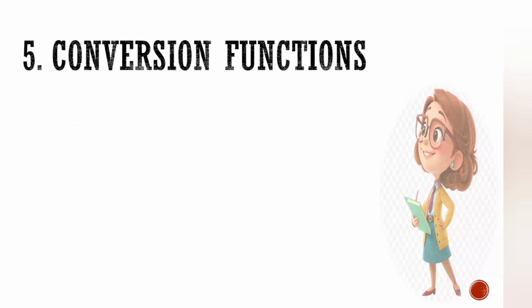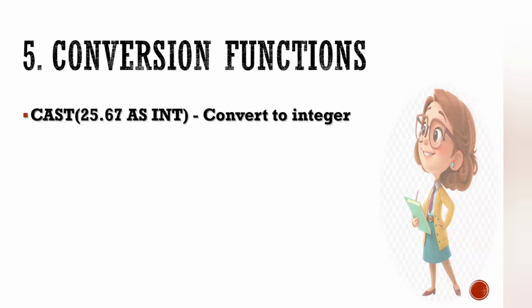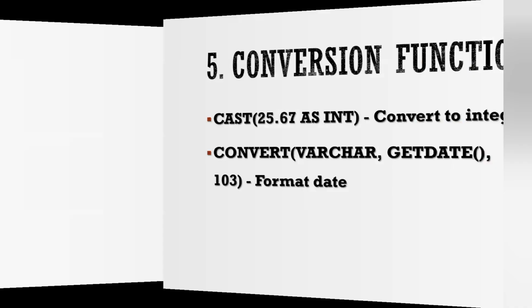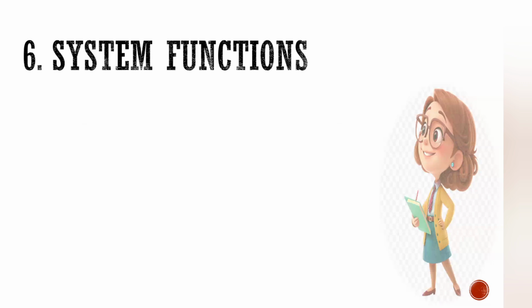Now, the conversion functions are used to change data types. The cast is used to convert one data type to another, while convert is similar but also allows formatting styles. For example, converting a float to an integer or a date into text format.